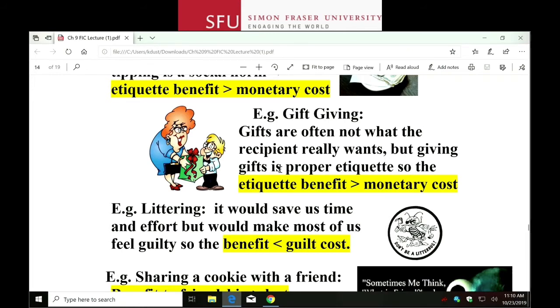Last one, sharing a cookie with a friend. And so again, most of us would do that. Not everybody, but most of us would. Even though it makes you worse off because then you have less cookie to eat for yourself. But you do it because that's what a good friend should do, right? So it's going to benefit you in terms of your relationships.